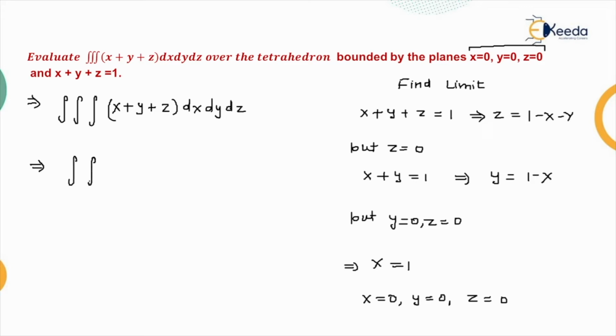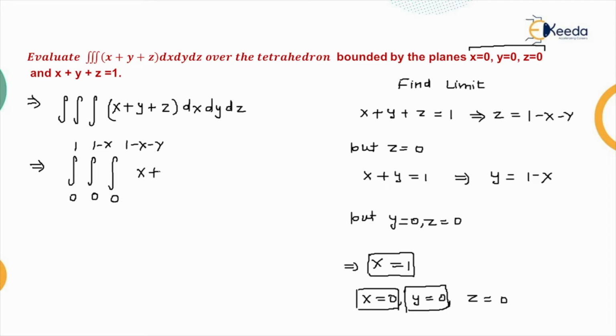You have a triple integration and you are going to write the limits of x first, that is from 0 to 1, x equal to 0 and the other limit of x is 1. Then y is from 0 to 1 minus x. And what about z? The lower limit of z is 0 and the upper limit is 1 minus x minus y. And the function is x plus y plus z, having these limits.